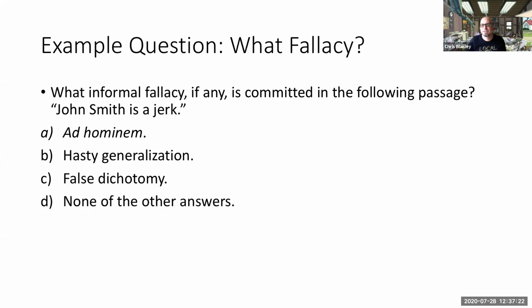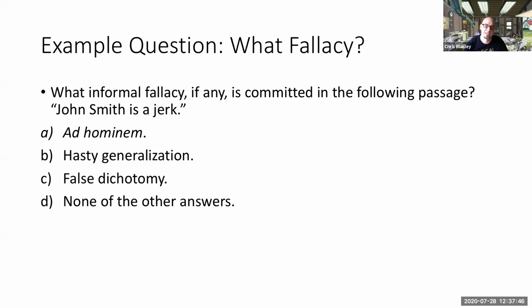So here's an example of a question, right? And I'm going to use this to drive home that point that a fallacy is an error in reasoning or an error in argumentation. So you got to have an argument there. And again, we got a technical definition of an argument to worry about. So what informal fallacy, if any, is committed in the following passage? And the passage is John Smith is a jerk.